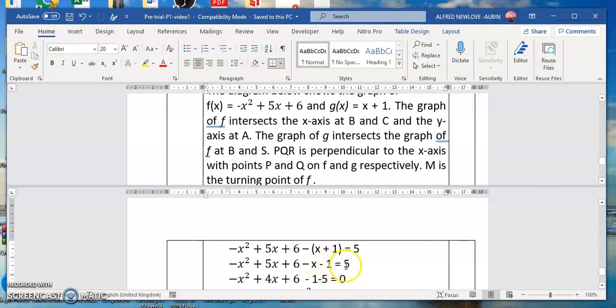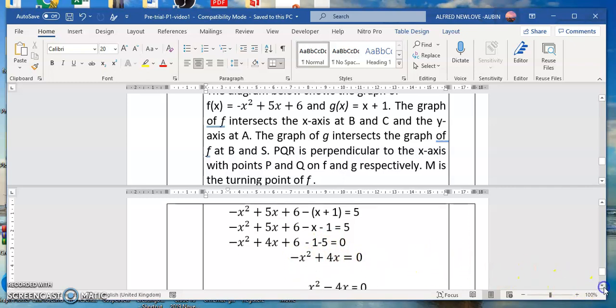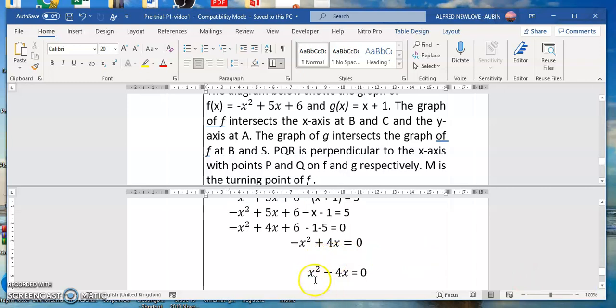When you transpose, this 5 is going to be minus, and we are going to have 6 minus 1, this is the minus 5. It's going to give us minus x squared, which is this, and this 5x minus 1x is going to give us 4x, and this is going to give us 0. So you have minus x squared plus 4x equals 0. We can rewrite it as x squared, if you transpose this it's going to be plus, if you transpose this it's going to be minus 4x.